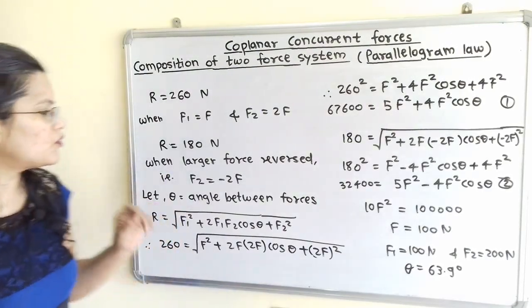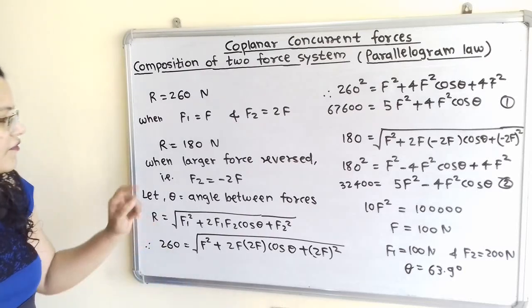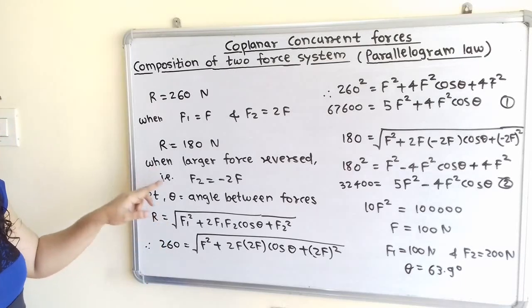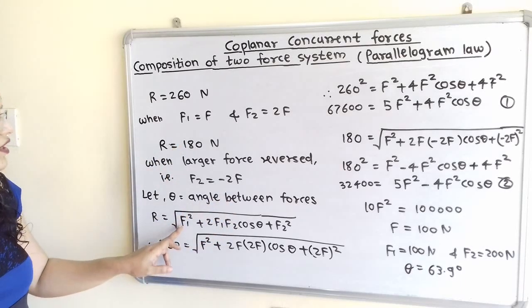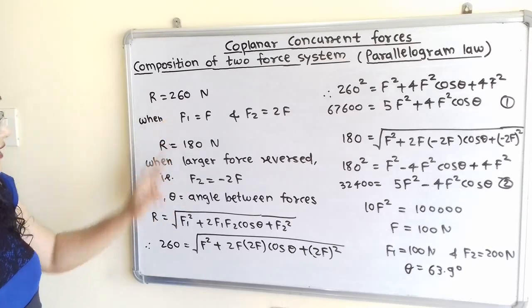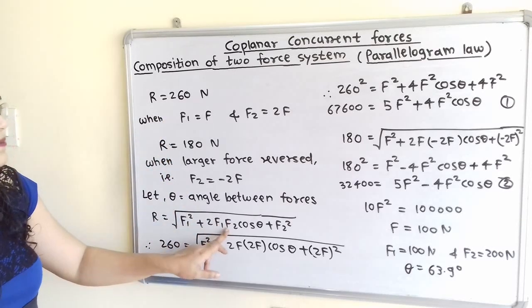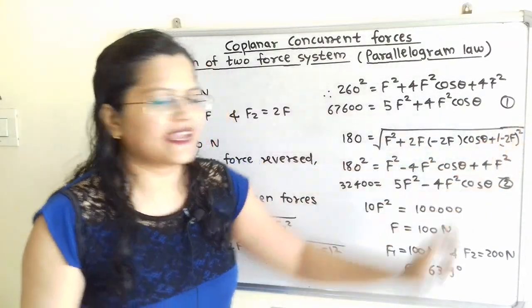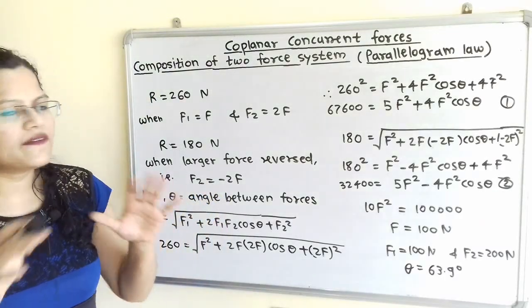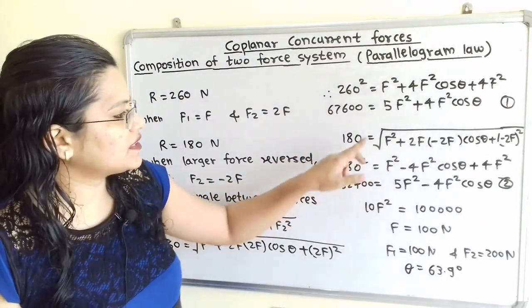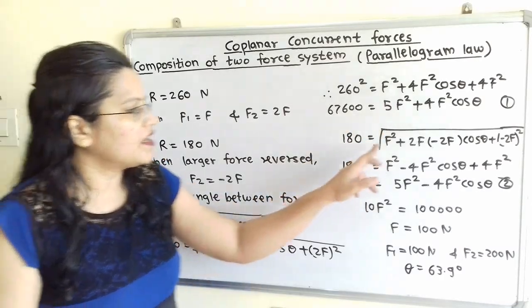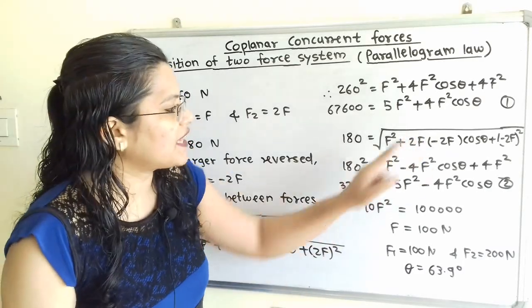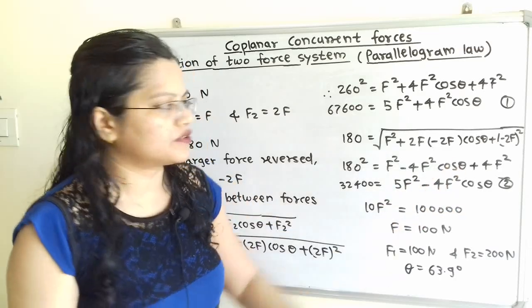Now in the same way we will put the values for the second condition. Instead of F2 we put minus 2F. So 180 is equal to under root of, now F1 remains as it is, that is F square plus 2F inside the bracket minus 2F cos theta plus (minus 2F) square. Now we will simplify this. We take the square on both sides. So 180 square is equal to, the square root and square getting cancelled, F square, now 2 multiplied by 2, 4, F multiplied by F, that is F square, and it is having a minus sign. Minus 4F square cos theta.